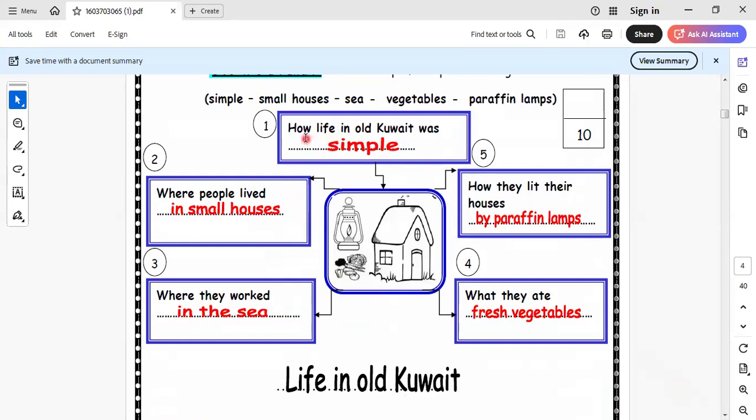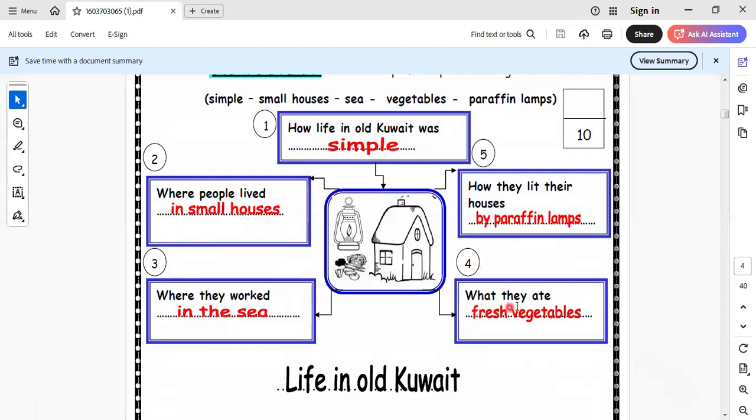So in the first question, how was life in Old Kuwait? The life in Old Kuwait was simple. Here I ask about the state of the life, the style of life. It was simple. Where did people live? They lived in small houses. Where did they work? They worked in the sea. This is the place they worked in.